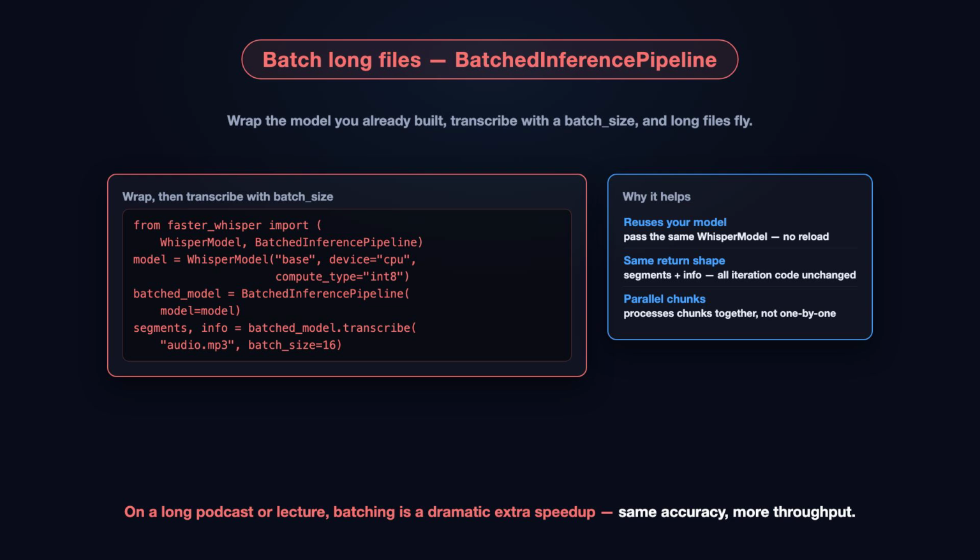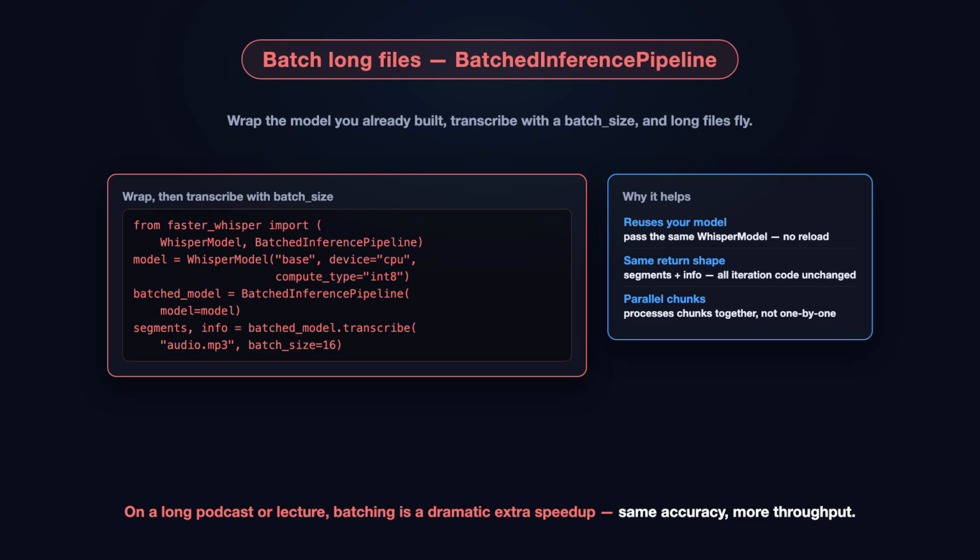Then segments, info = batched_model.transcribe of your audio, with batch_size=16. Notice it returns the same segments generator and the same info object as before, so every bit of your iteration code stays identical, you change nothing downstream.